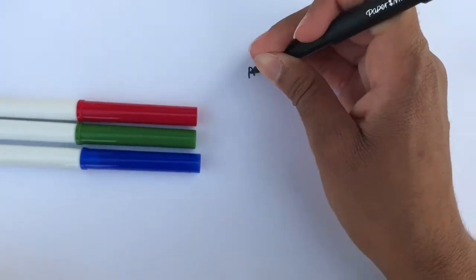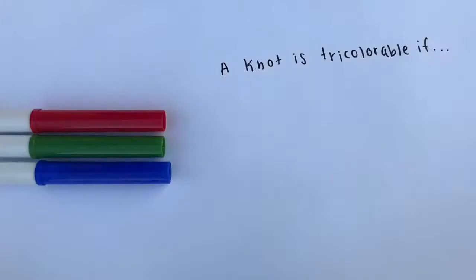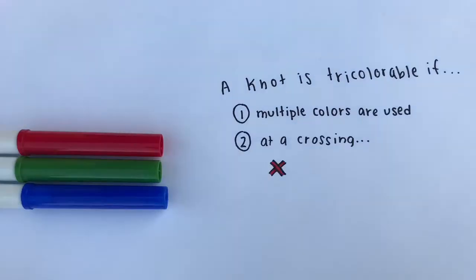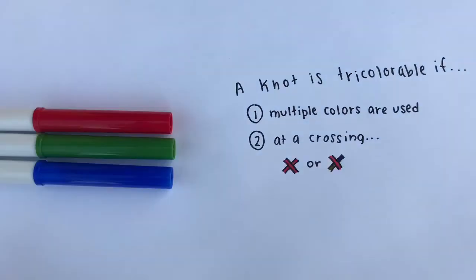Methods used to test for knot equivalence are called knot invariants. One simple knot invariant is tricolorability. This invariant involves coloring segments of a knot using 3 different colors. A knot is tricolorable if it can be filled in such that 1. Multiple colors are used, and 2. Each crossing has 3 same colored segments or 3 different colored segments.